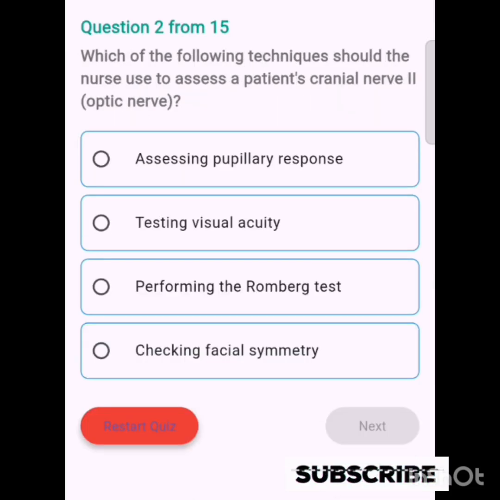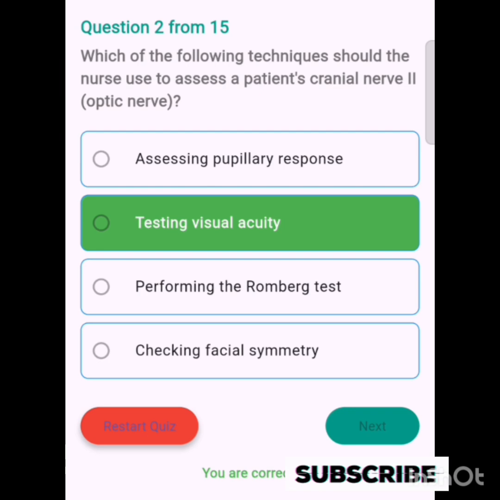Question number 2. Which of the following techniques would the nurse use to assess the patient's cranial nerve 2, the optic nerve? Assessing the pupillary response, testing the visual acuity, performing the Romberg test, and checking the facial symmetry. The correct option is testing the visual acuity because cranial nerve 2 or optic nerve is responsible for vision. Testing the visual acuity, such as using Snellen's chart, evaluates the function of this nerve.